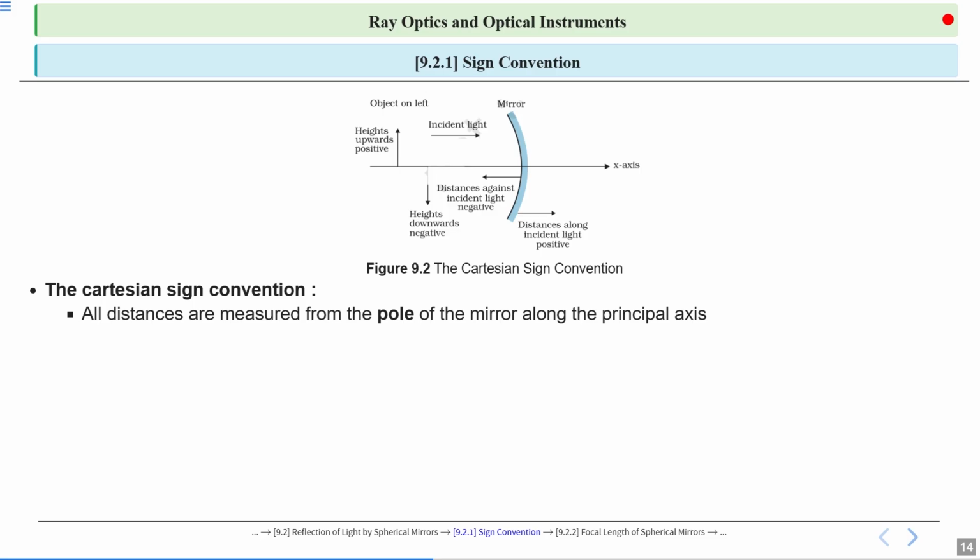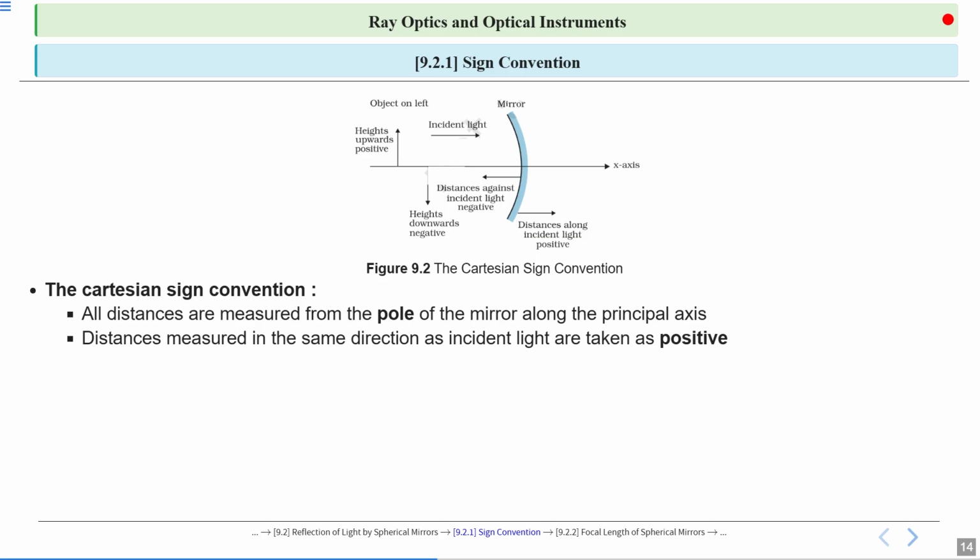This is the pole, it is the geometrical center of the mirror. So all distances are measured from the pole, whether it is image distance, focal length, radius of curvature, or object distance. All distances are measured from the pole of the mirror along the principal axis. Distances measured in the same direction as incident light are taken as positive.